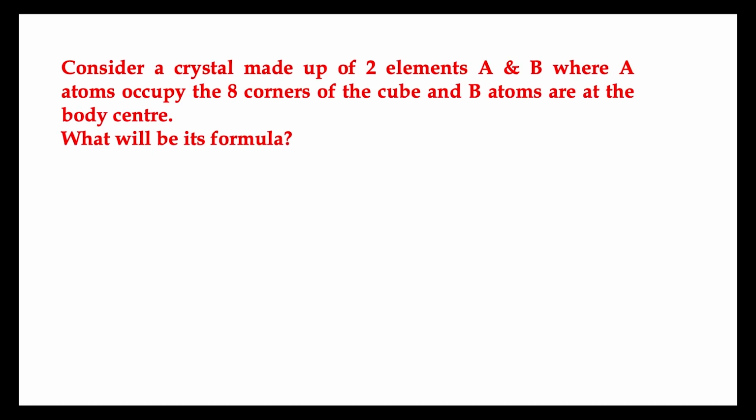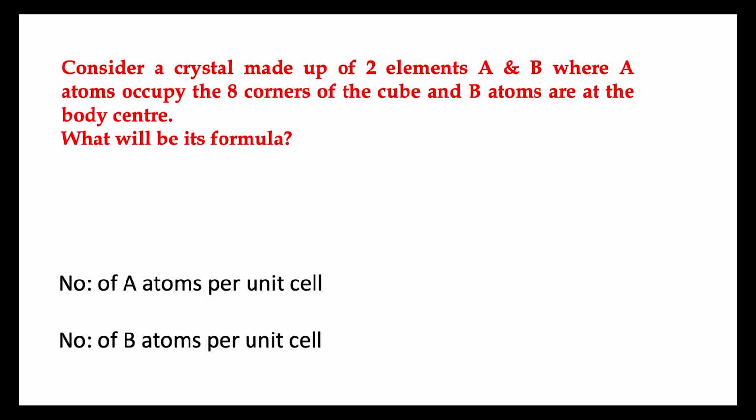Now, let us try to solve a problem. Consider a crystal made up of 2 elements A and B, where A atoms occupy the 8 corners of the cube and B atoms are at the body center. What will be its formula? The trick to solve this is to find out the number of A atoms per unit cell and the number of B atoms per unit cell.